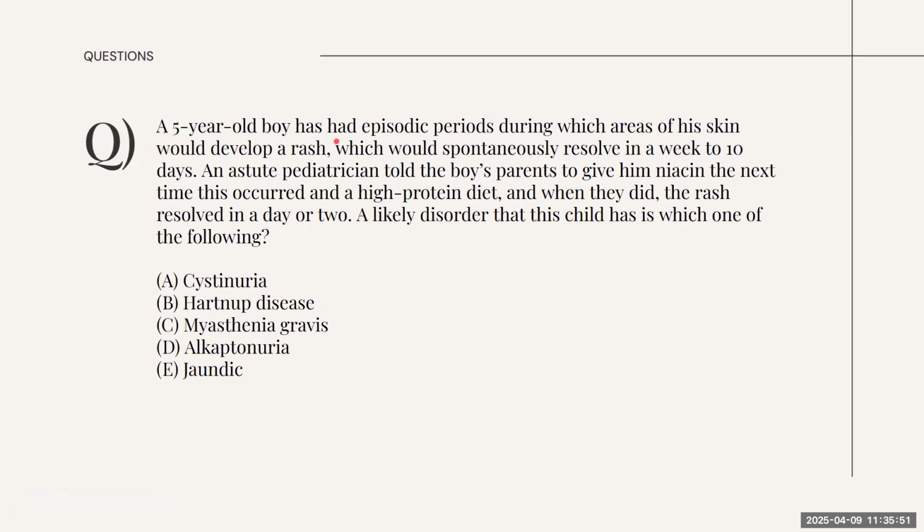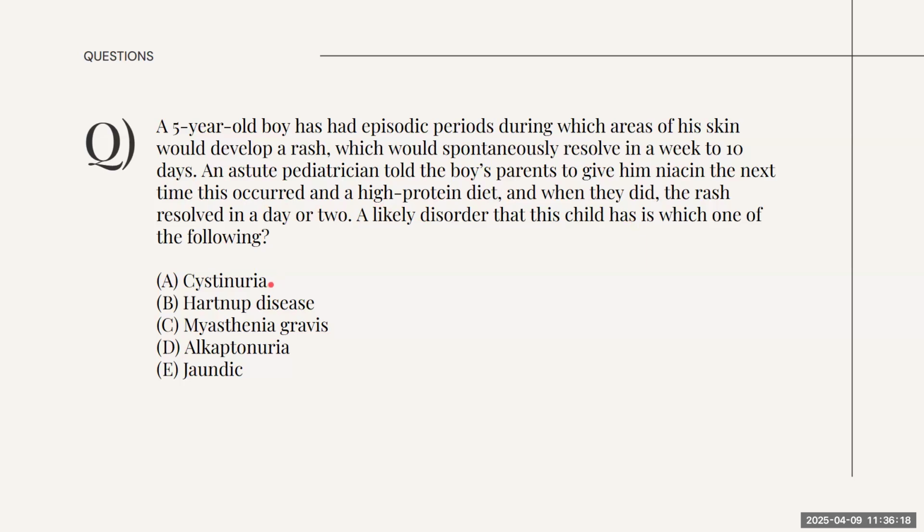A 5-year-old boy has had episodic periods during which areas of his skin would develop a rash, which would spontaneously resolve in a week to 10 days. An astute pediatrician told the boy's parents to give him niacin the next time this occurred and a high-protein diet. And when they did, the rash resolved in a day or two. A likely disorder that this child has is which one of the following?